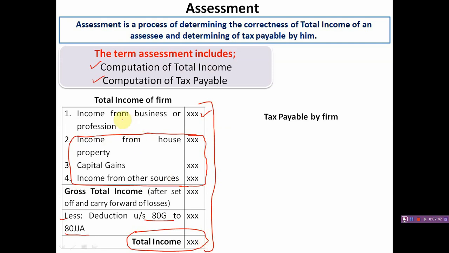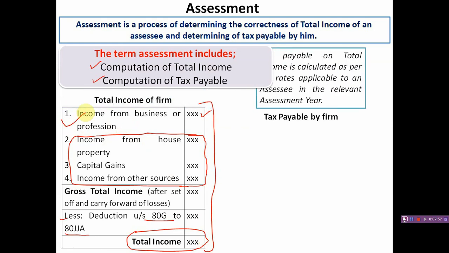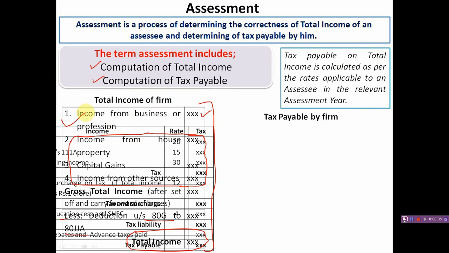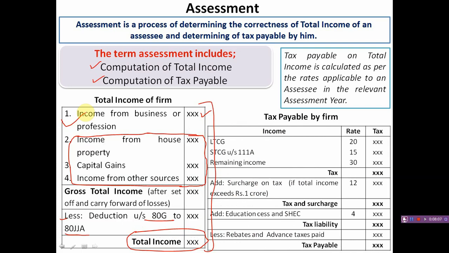It means in this video I am just going to focus on the head income from business, and the second step in the assessment is computation of tax payable. As you know, tax payable is calculated on the total income as per the rates applicable to an assessee in the relevant assessment year. So here is a format for computation of tax liability of a firm.